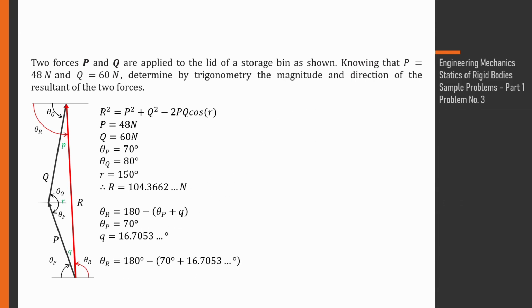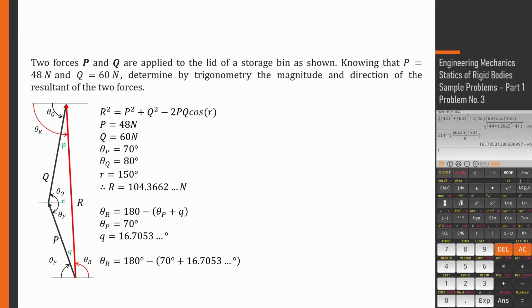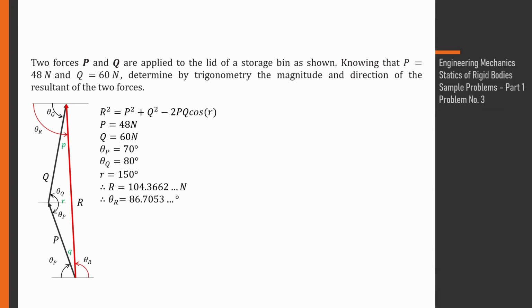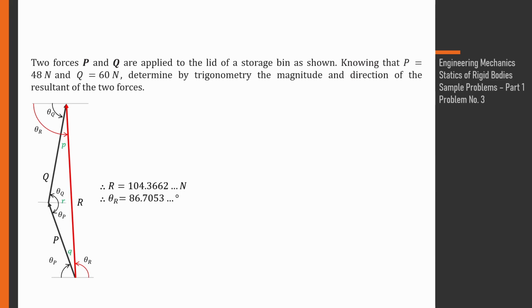So substitute it to the equation. So theta R is equal to 180 minus 70 plus 16.7053, stored at B. So 93, but it's greater than 90. So 180 minus that value, 86.7053 and so on degrees. So therefore, our answers are: the magnitude of the resultant of the two forces is 104.3662 and so on newtons, and its direction is 86.7053 degrees, measured counterclockwise.